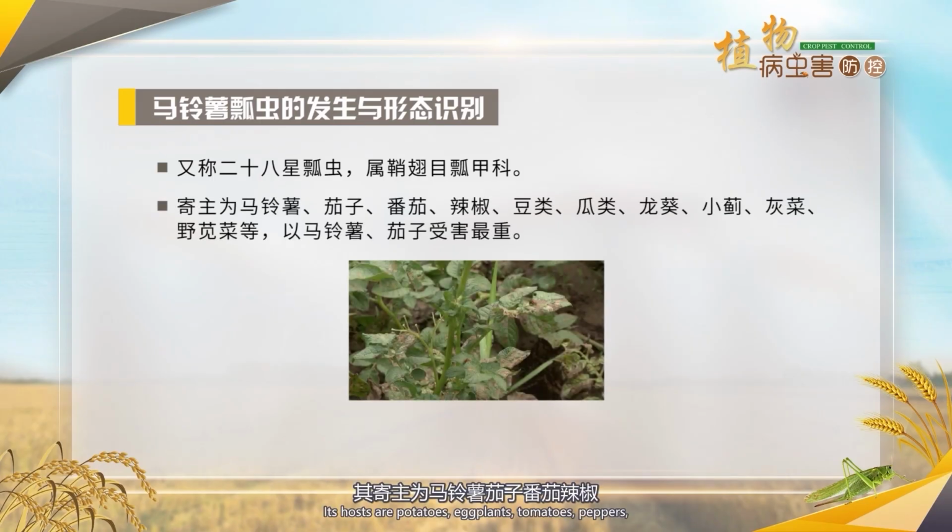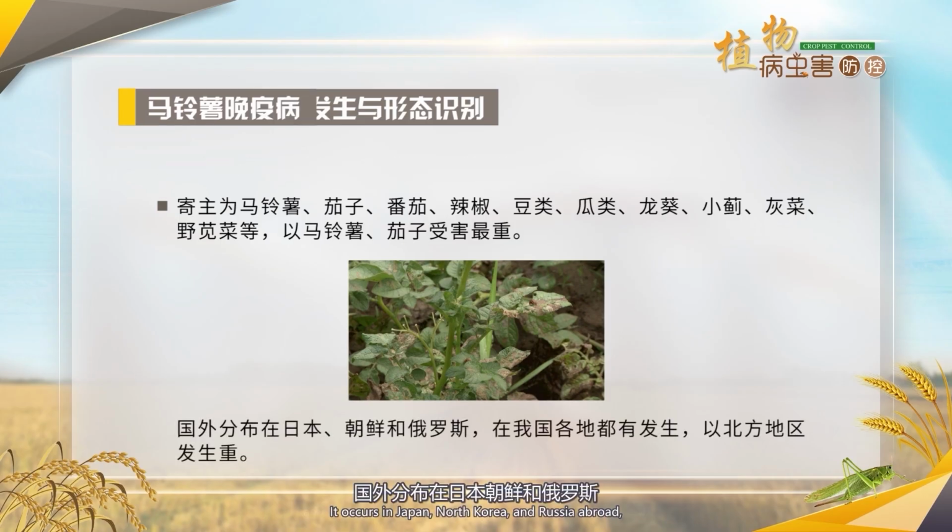Its hosts are potatoes, eggplants, tomatoes, peppers, beans, melons, Solanum nigrum, thistles, gray vegetables, wild amaranths, etc., among which potatoes and eggplants are the most harmed. It occurs in Japan, North Korea, and Russia abroad, and all over China, especially in the northern region.